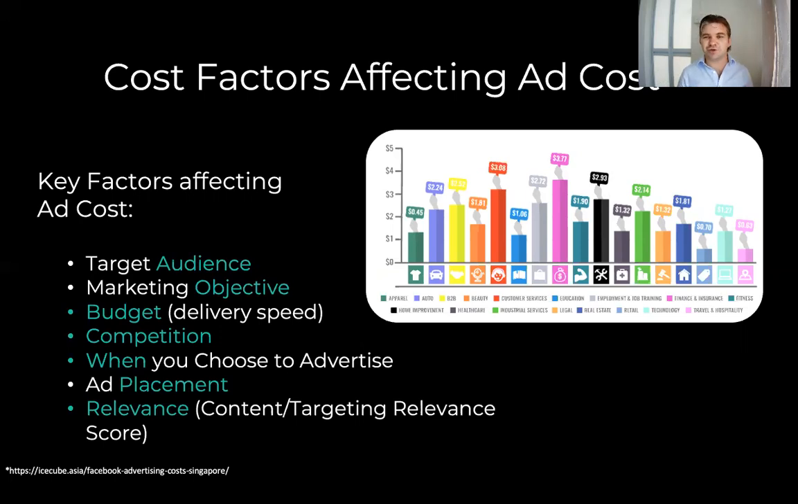Relevance is pretty much the score that Facebook gives you, and it's up to Facebook and Google to decide how relevant your ads are based on other criteria. On the right here, you can see that for different industries, depending on competition and various factors, the cost of the ads varies from $0.63 to $3.77 per click. And really, this is not exhaustive. The real cost can vary from very close to zero to very, very high for certain industries, certain brands.